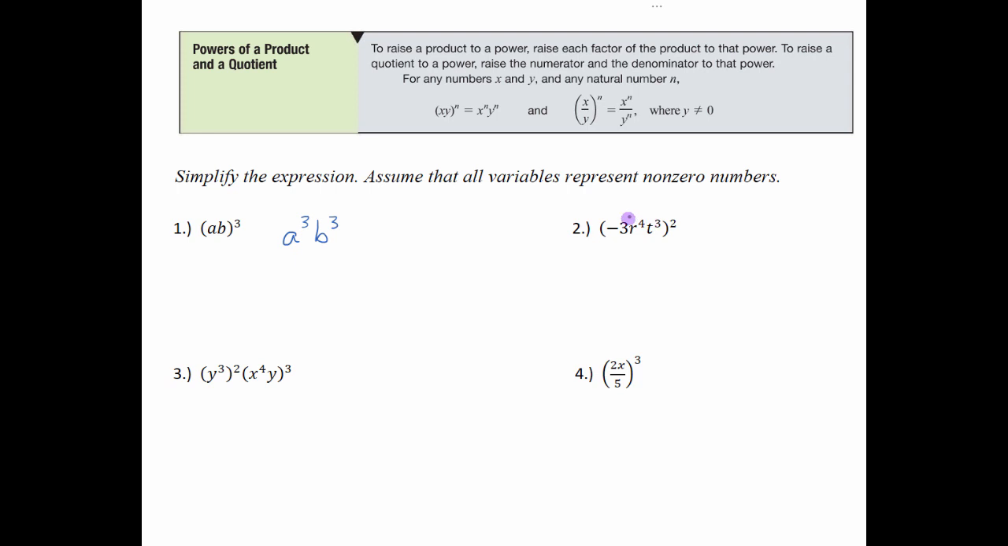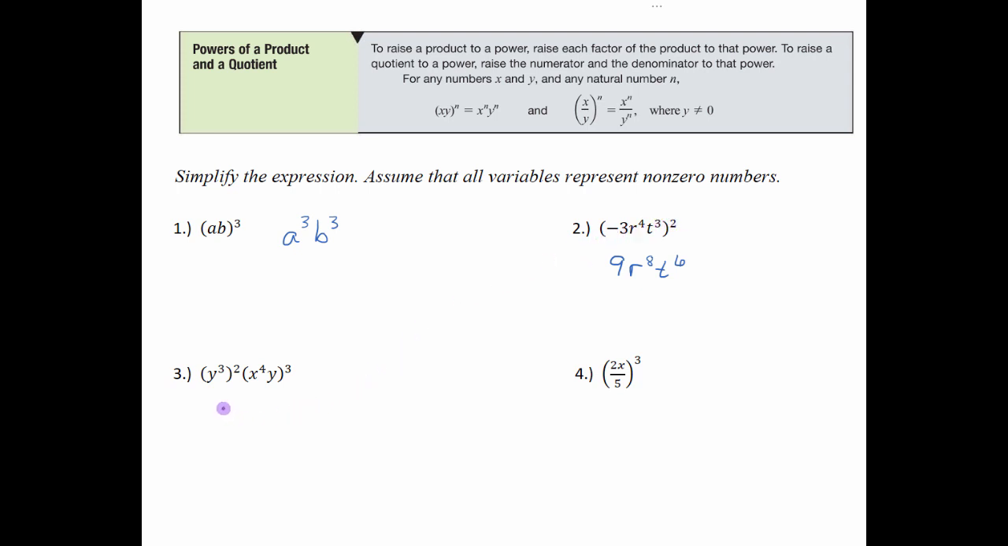Second example here, everything in the parentheses is being squared. So I have a -3 being squared. That means -3 times -3. That gives me a +9. Then I have r to the 4th squared, which is r to the 8th. And t cubed squared, which is t to the 6th. Remember, when you have an exponent already and you're raising it to another exponent, you multiply those exponents.